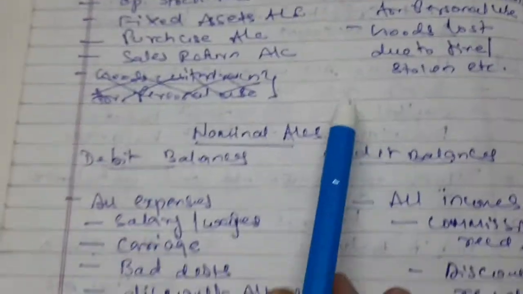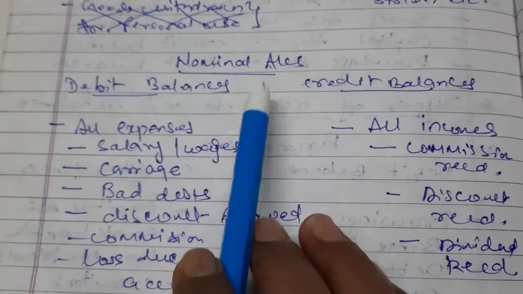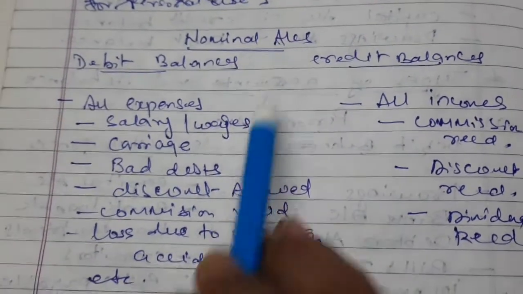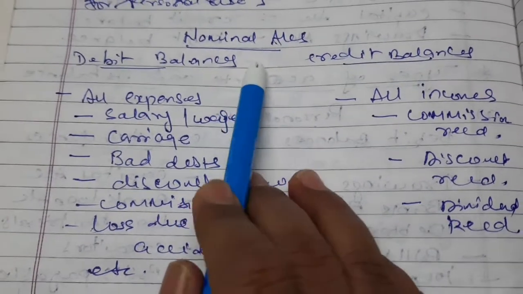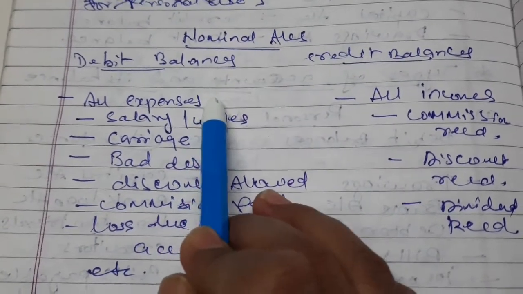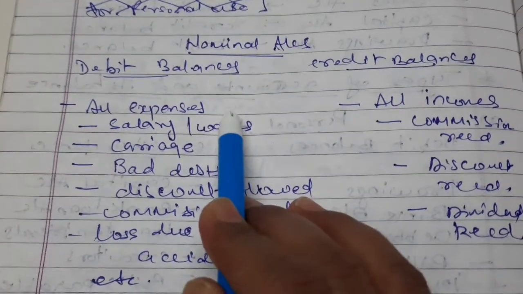Now nominal accounts. In nominal accounts, which accounts will have a debit balance? All expenses under nominal accounts. Generally, all the expense accounts come under the nominal account. So all kinds of expenses will have a debit balance.